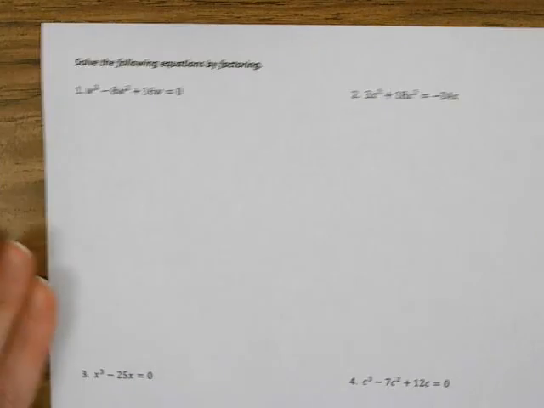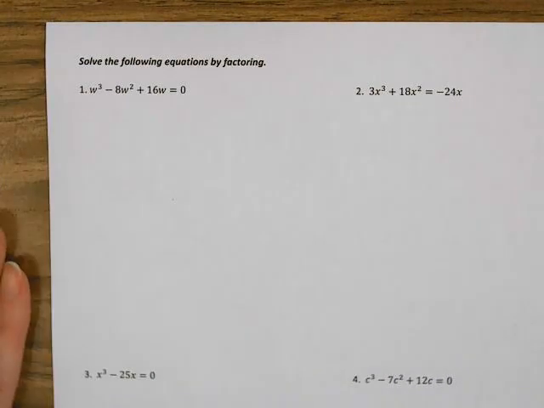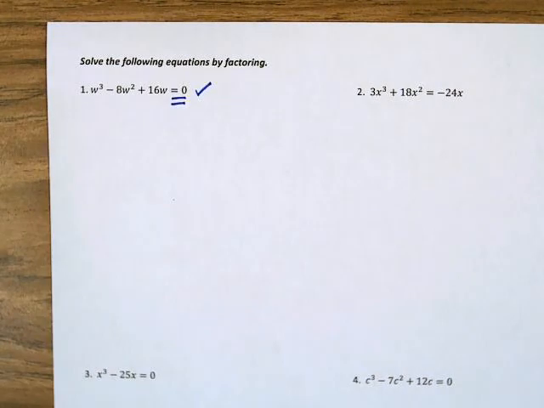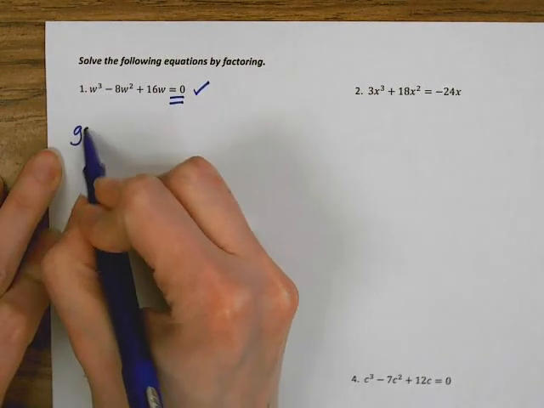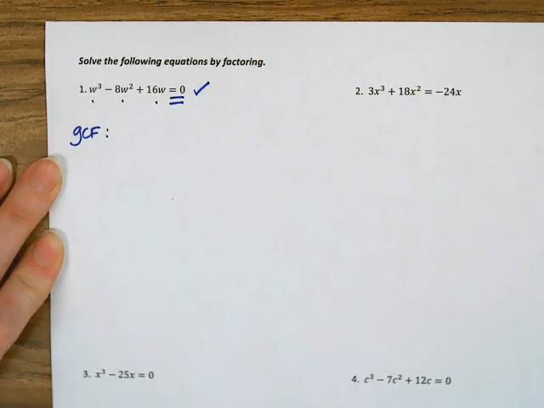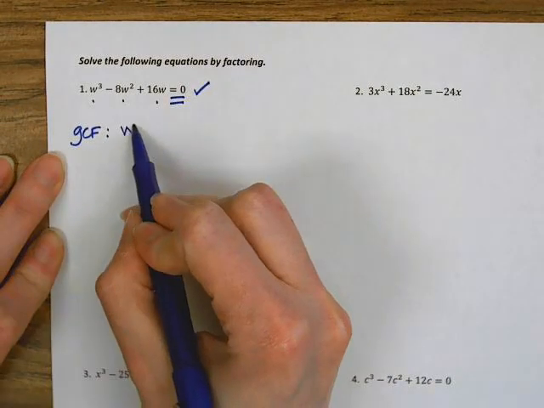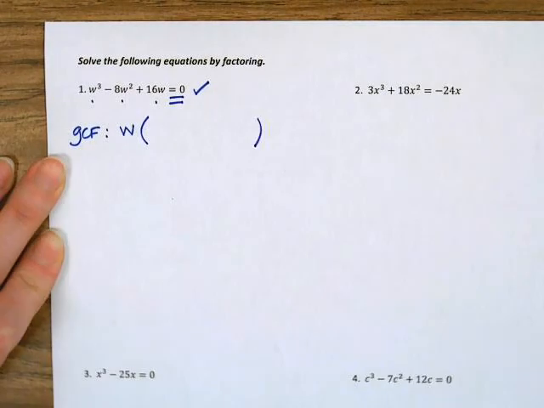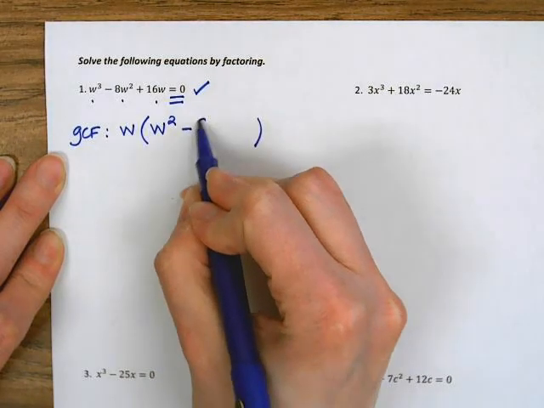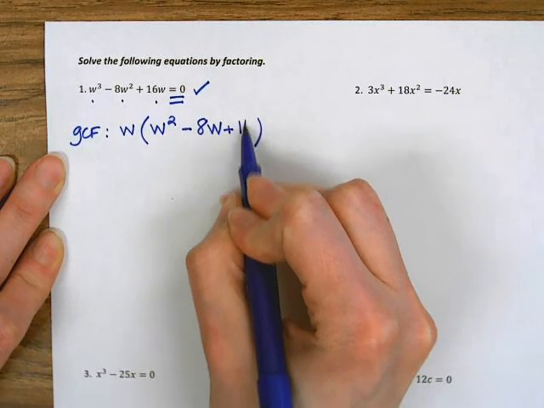So, no graph, so we have to do these by hand. It says solve by factoring. First thing you guys want to check is, is it equal to 0? If it is, we are good to go. So now we factor. And the first thing you want to do is see if you can pull out a GCF. Is there any common term that we can pull out of all three? And I think just a W. So go ahead and divide everything by W, 1W. You get W squared minus 8W plus 16 equals 0.